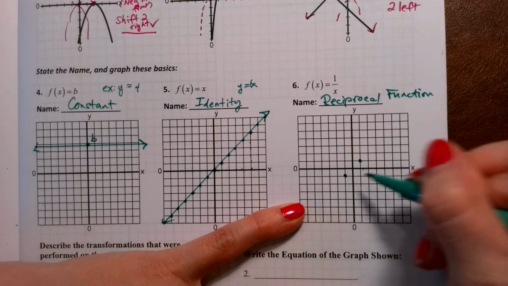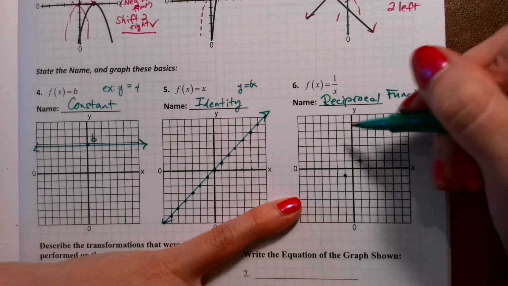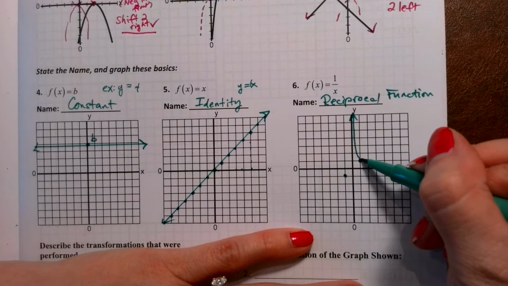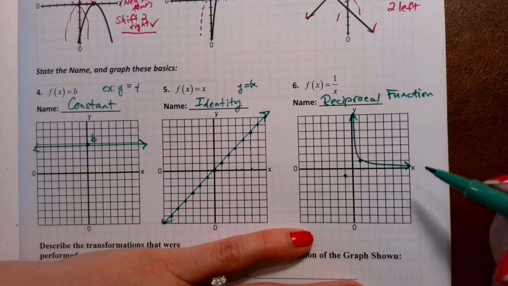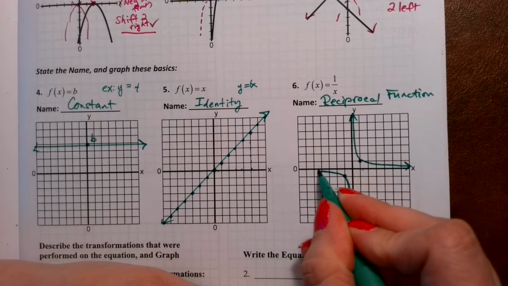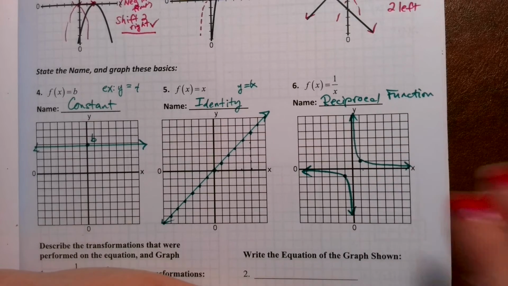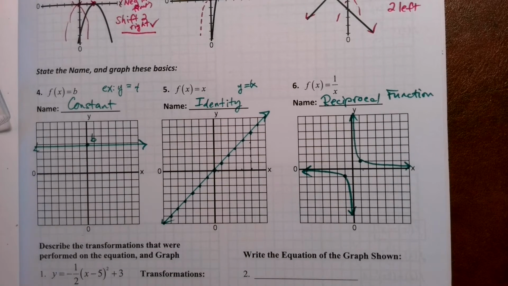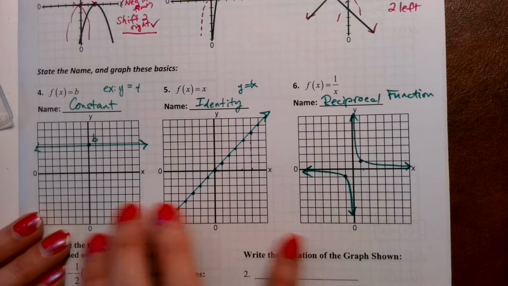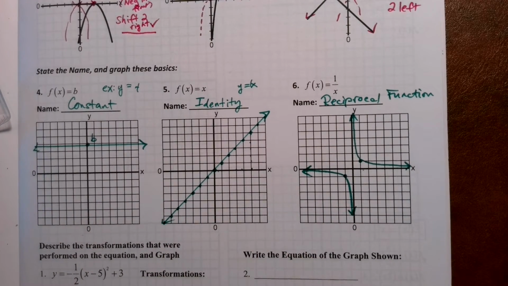Negative 1, negative 1. Okay, and then this is asymptotic to the y-axis and the positive part of the x-axis, and then over here asymptotic on the left side and the bottom side. Okay, he's got two branches, and those are the points I want you to graph. Okay, make sure you study the rest of the graphs from that page, not just these three. This was just an example.